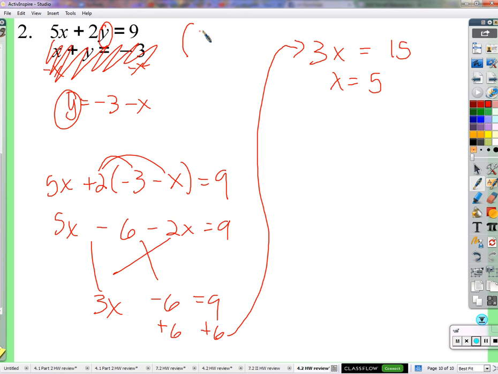So we now know half the solution. X is 5. Now we'll find y by using this equation. We know that y is equal to negative 3 minus x, and x we just found to be 5. So y is negative 8. Yay! 5 and negative 8.